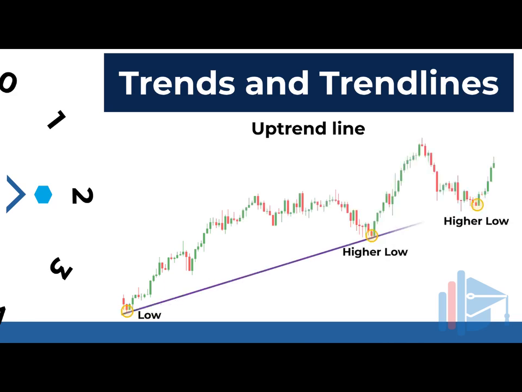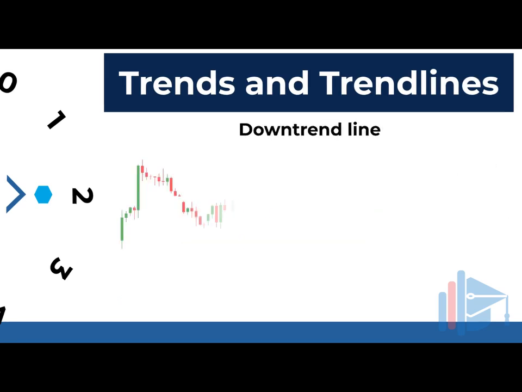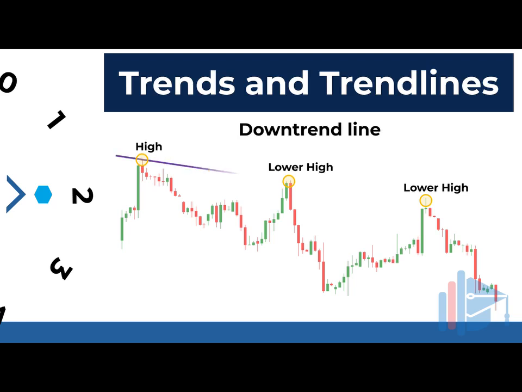When we connect a series of higher lows, specifically, two or more significant lows where each subsequent low is higher than the previous one, we create a bullish trend line or uptrend line. Conversely, when we connect a series of lower highs, two or more significant highs where each subsequent high is lower than the one before, we establish a bearish trend line or downtrend line.